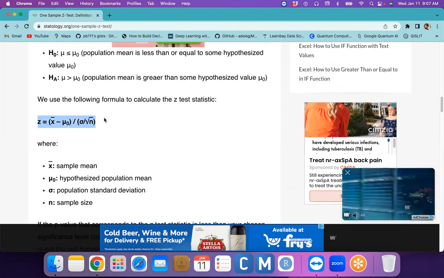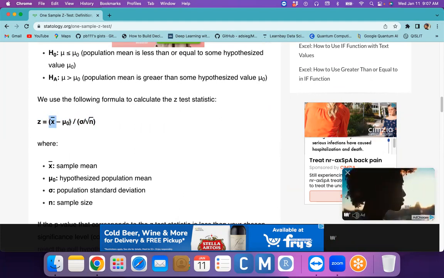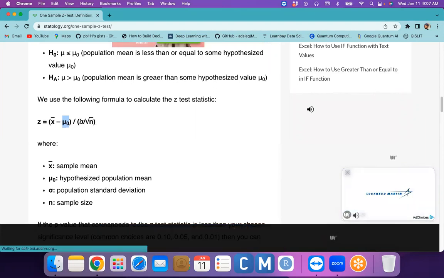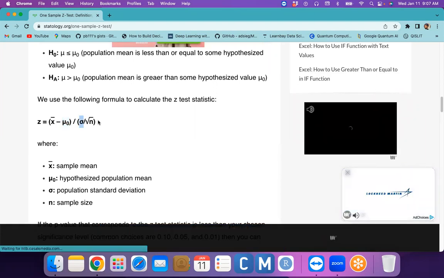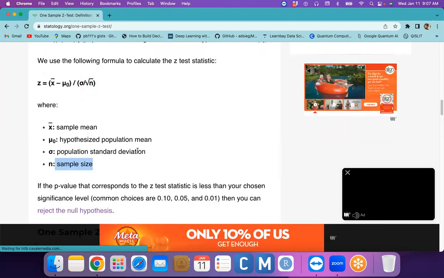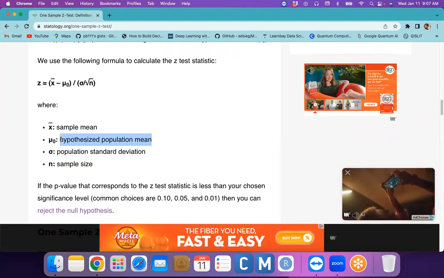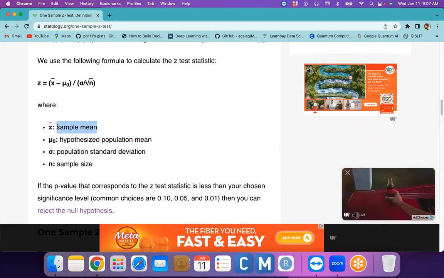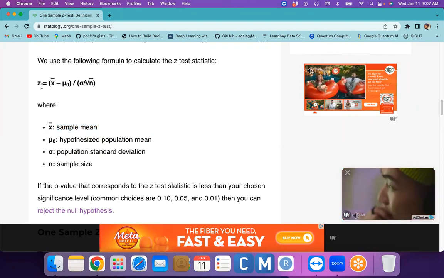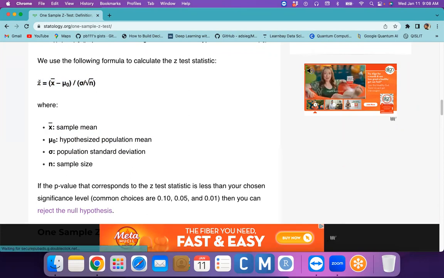Okay, and this is the formula for the Z test. Your x bar in the sense is your sample mean, mu naught is your hypothesized population mean, sigma is the population standard deviation, and n is the sample size. So with the help of these values, if you know each and every value, then you can substitute them in this particular formula and you will get the Z value.